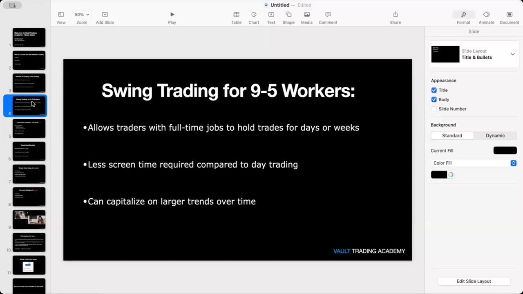And so less screen time required compared to day trading. This is what I just mentioned, that you don't have to be on these screens as much. Sometimes for me, when I was in trades, this is basically newbie me, I didn't know what I was doing. I was just driving and looking at the option chain, looking at the market, trying to enter and exit while I was driving.